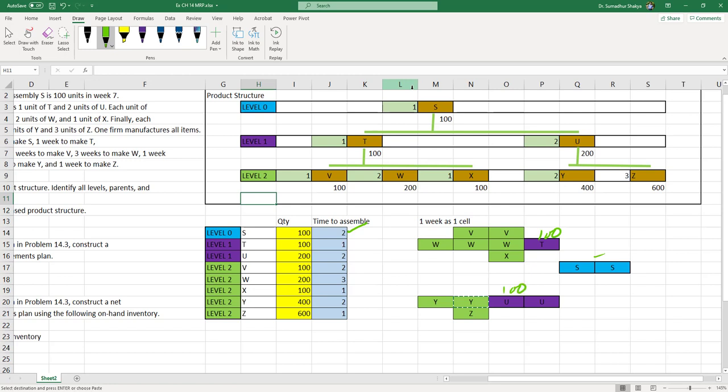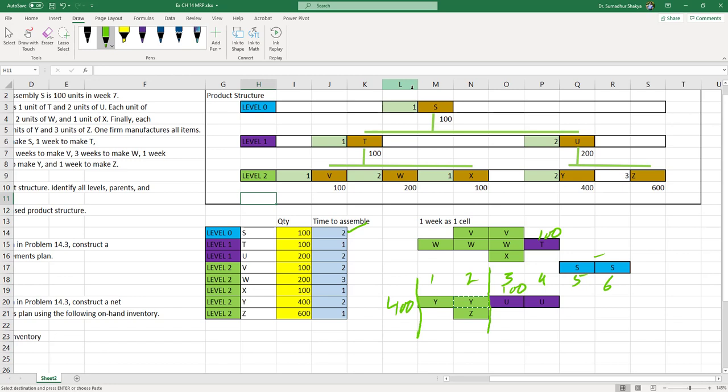Now, if you were to write this down from week number 1, 2, 3, 4, 5, 6, that means I need 100 units of U to be assembled by the end of week 2. Now, in order to have these 100 units of U assembled by the start of the 3rd week, I need Y. How many Ys do I need by time 0, before the start of the assembly process? I need 400 units of Y.